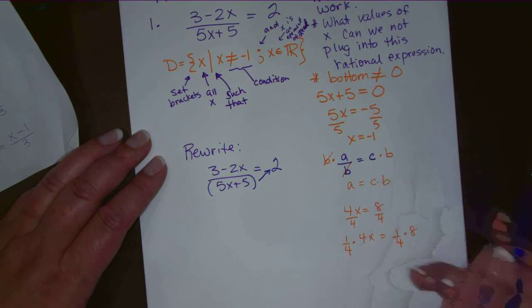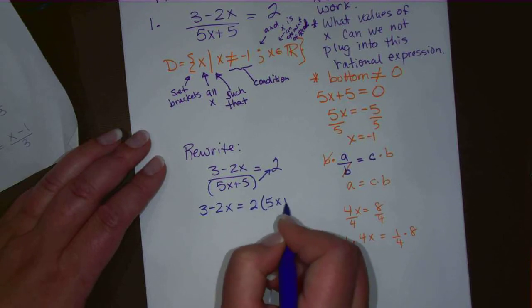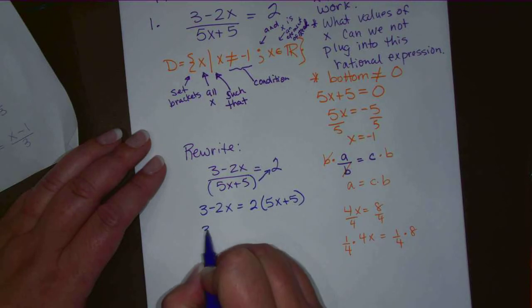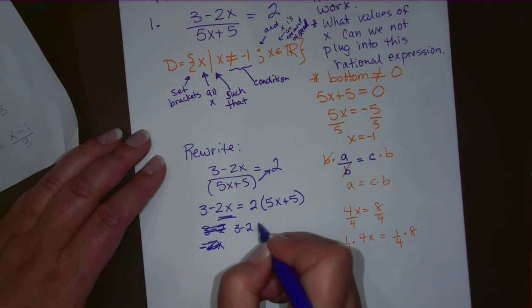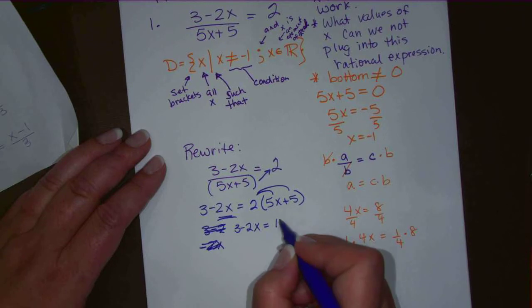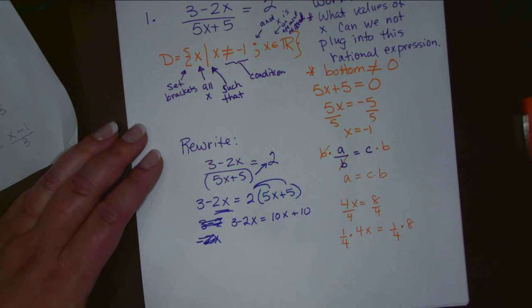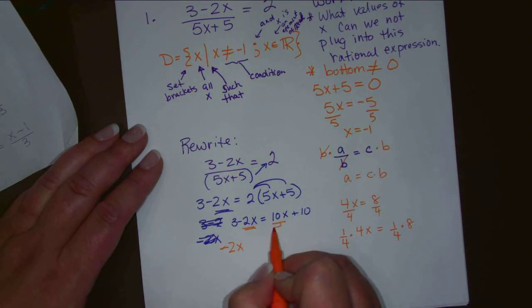So there it is. Here we would have 3 minus 2x is equal to 2 times 5x plus 5. And then we do the same thing we did before, except when you get your answer, you have to make sure that it's not -1. So here, 3 minus 2x, there's a bracket here, so multiply this out. 10x, 2 times 5 is 10. All right, now rearrange. We're going to leave the 2x, minus 2x, move the 10 over, minus 10.